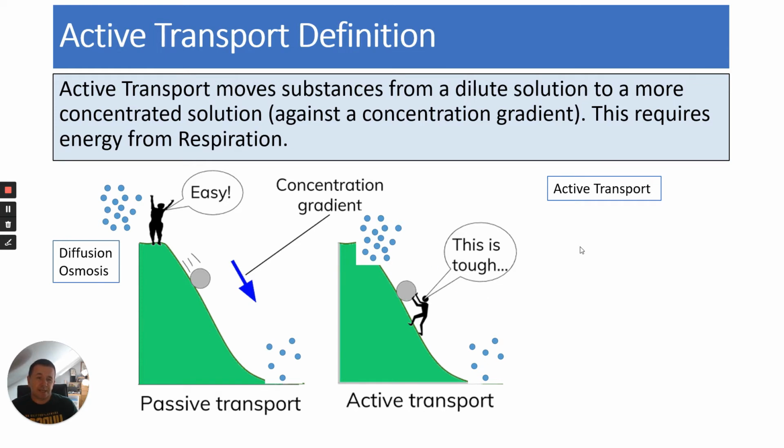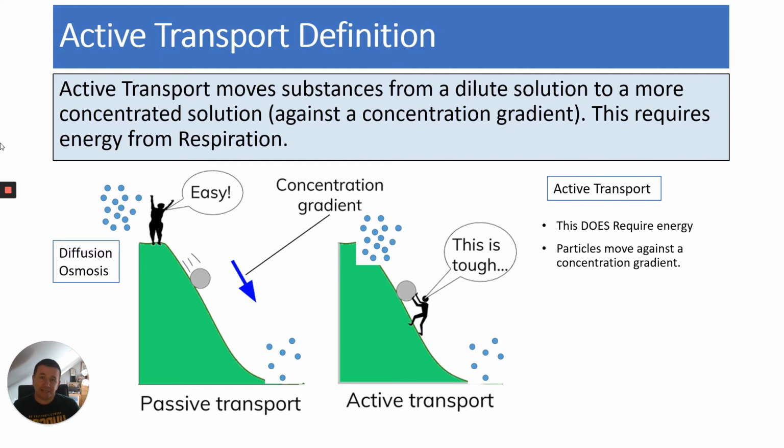Whereas on the right side here, related to active transport, it's a bit like taking a rock and moving it up a hill. You would need to use lots of energy, and that's the same for active transport, because you're moving particles or molecules from a dilute solution, or a lower concentration, to a more concentrated solution against a concentration gradient. So it's a bit like trying to move a rock up a hill, and you're going to require energy from respiration to do that. To recap, active transport does require energy.